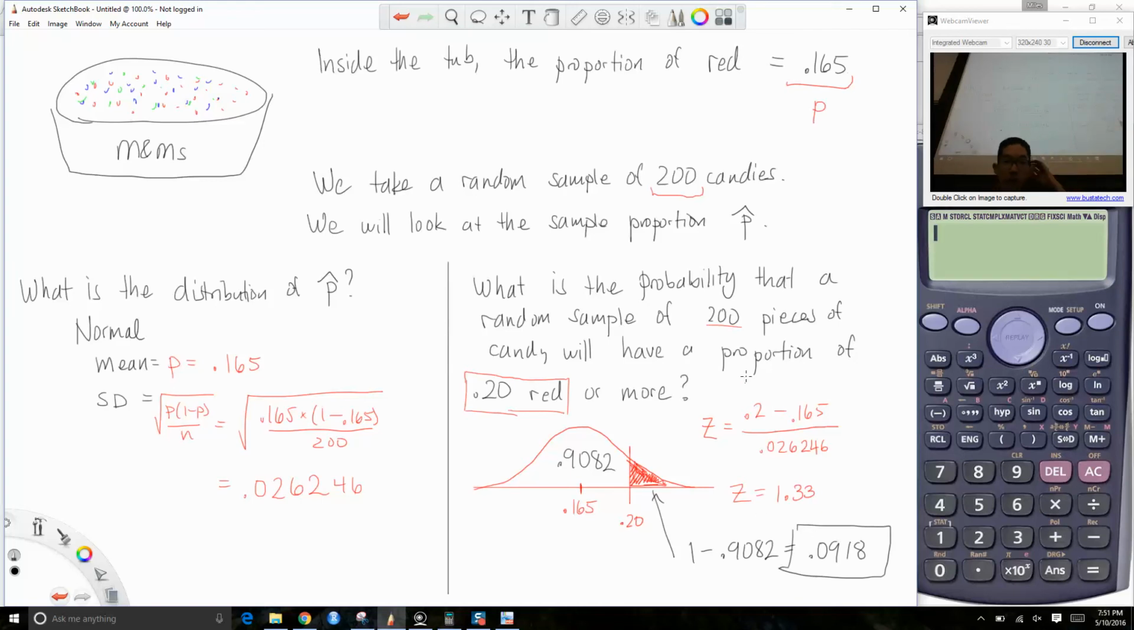Okay? And so the answer to our question is about 9%, meaning inside the giant tub, is 16.5% red. When I take a random sample of candies, I can get more red, I can get less red. The question was asking, what's the probability I'm gonna get 20% red? Well, I'm gonna get 20% red with a probability of about 9%. So it's not gonna happen very often, but it could happen.